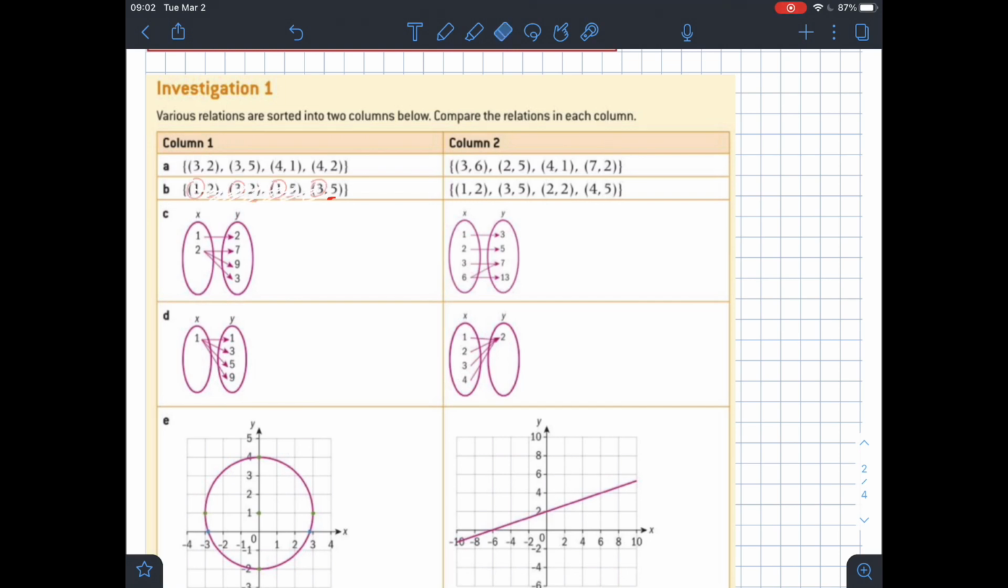While in the second column, column 2, we see that all of the x values are unique, but some y values are repeated. For example, 2 and 2 here, or 5, 5 here. So it's different from this situation in which the x coordinate repeated. In this situation, we have the y coordinate being repeated. So we're going to see the difference between that in just a second.